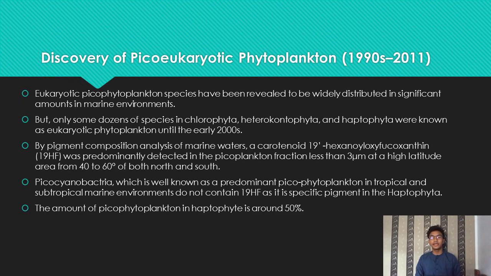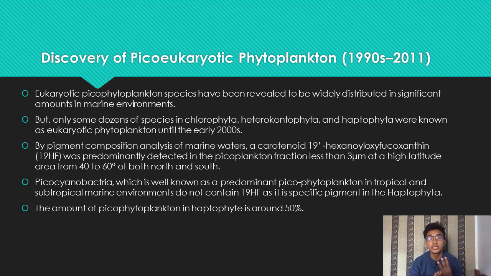Okay, so the next slide is the discovery of pico-eukaryotic phytoplankton. So eukaryotic phytoplankton ni has been revealed to be widely distributed in significant amounts in the marine environment, but only some dozen species in Chlorophyta, Stramenopila and Haptophyta yang dikatakan menjadi eukaryotic phytoplankton until the early 2000s.